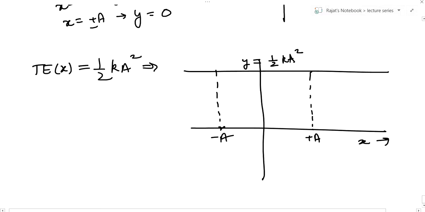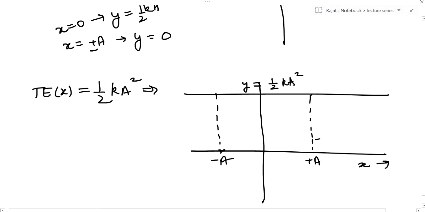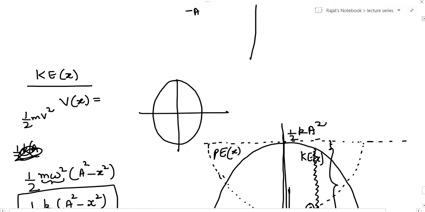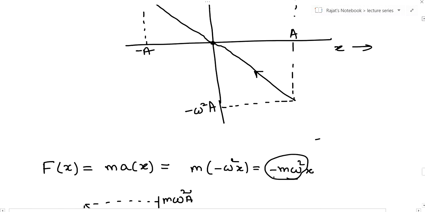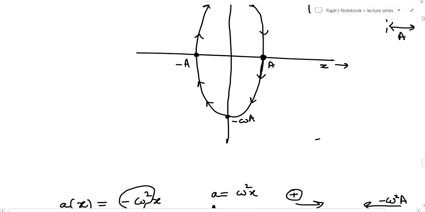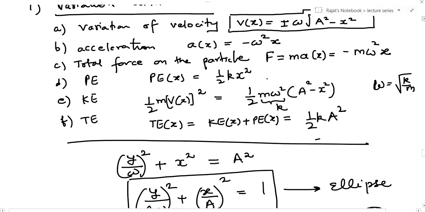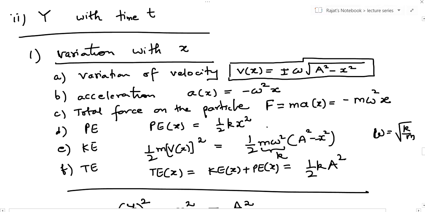Okay, so we have successfully drawn all the curves: variation of velocity, kinetic energy, potential energy, force, acceleration, and velocity. We have drawn all the curves, and in the next video lecture I'll be telling you the variation of these quantities with time, how they vary with time.